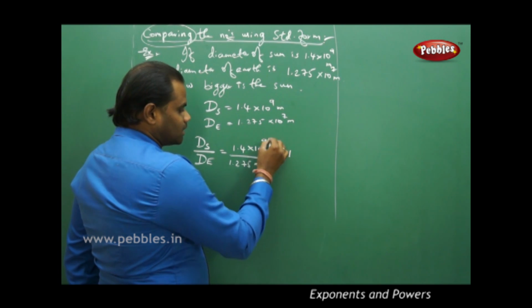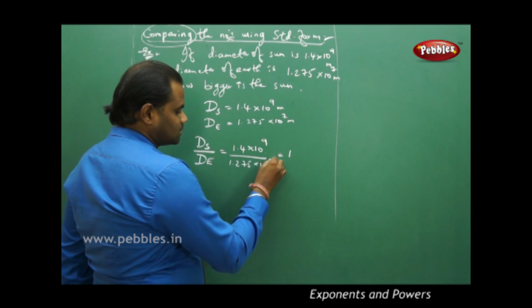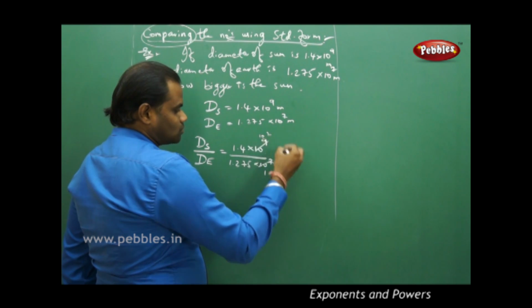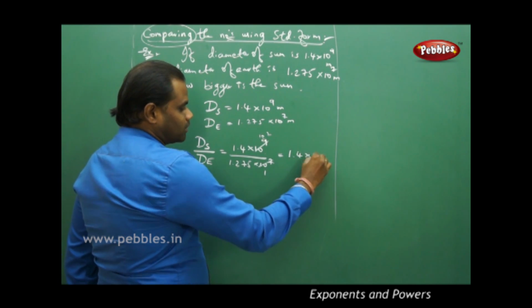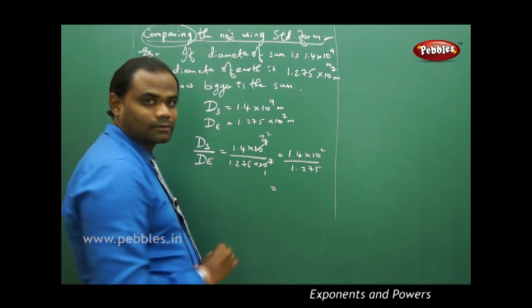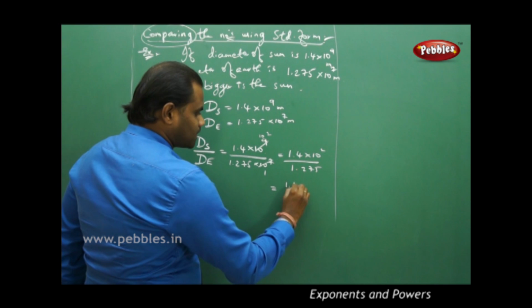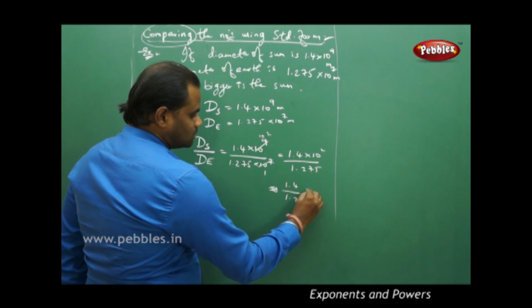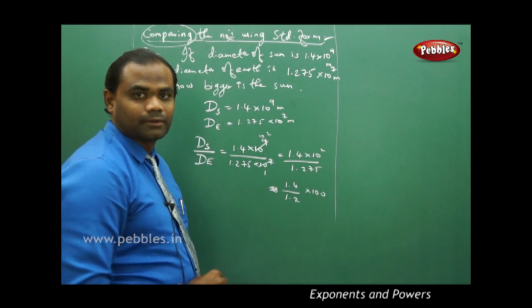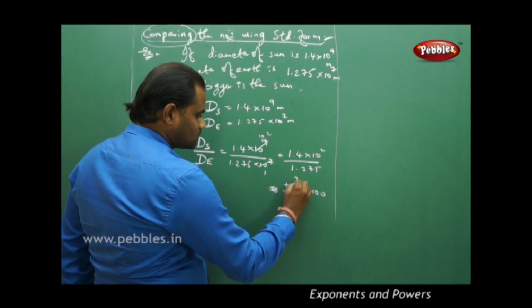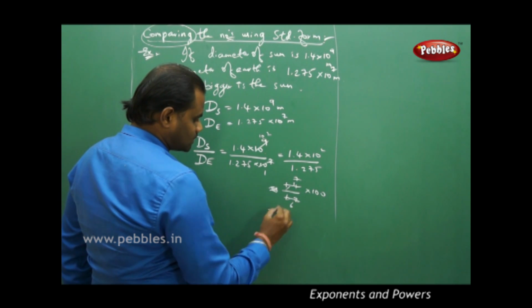So in this case, I just get 1.4 into 10 power 9 divided by 1.275 into 10 power 7. Let me cancel this. This goes once and this goes twice, 10 power 2 times, so that I get 1.4 into 10 square by 1.275, which gives me 1.4 by 1.2 approximately into 10 square, which is 100. Which on further simplification gives me 2627.